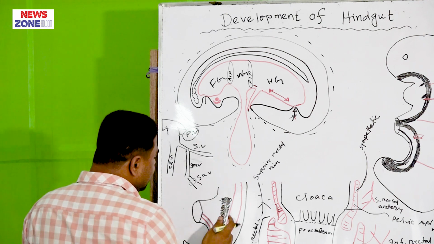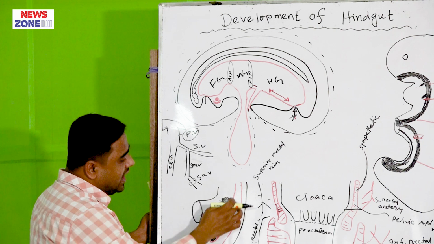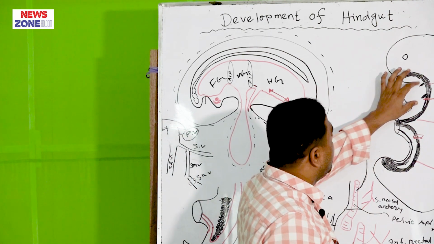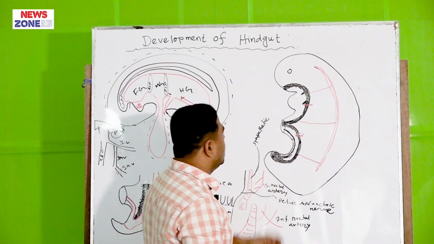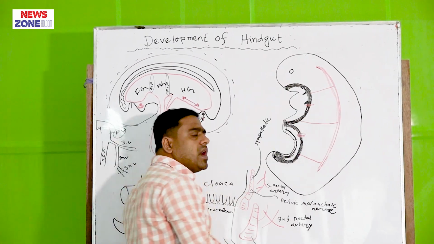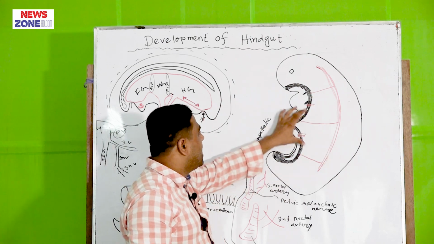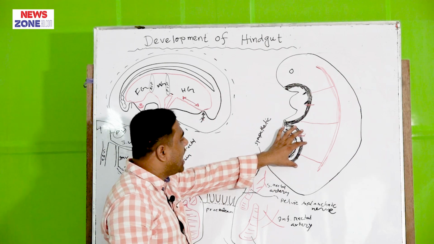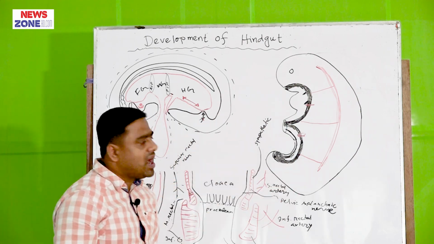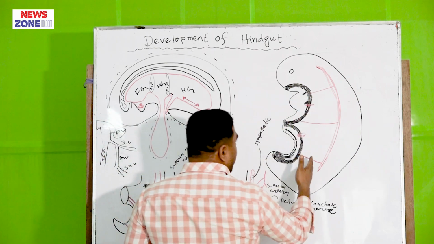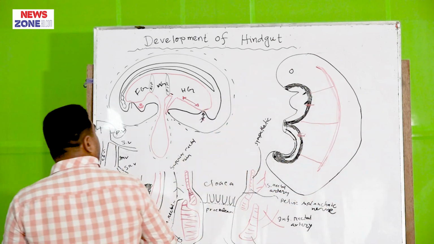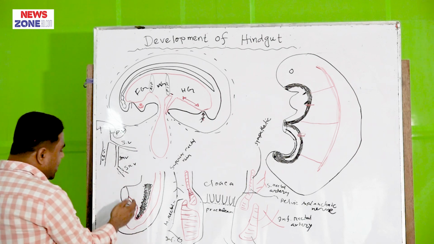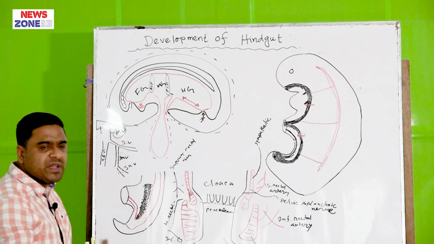Now here is the hindgut, and we know that the gut tube has the foregut, the midgut and the hindgut. The derivatives of the foregut are supplied by the celiac trunk, the derivatives of the midgut by the superior mesenteric artery, and the derivatives of the hindgut by the inferior mesenteric artery. These three are ventral branches of the abdominal aorta.